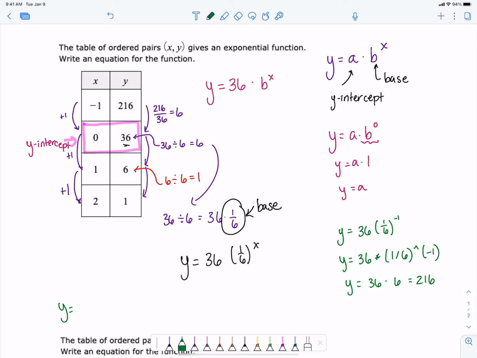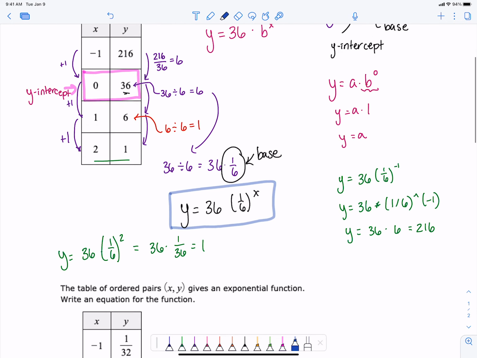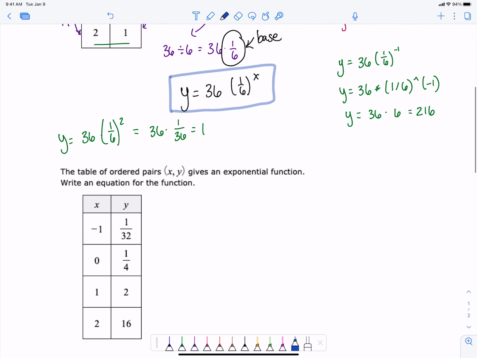You can also check by plugging in 2 for x. So we get 1/6 squared, and this is 36 times 1 over 36, which is 1. So we get an output of 1. You can always plug in the x and y values that are in the table to make sure that the equation you get is correct. Sorry that my work is kind of all over the place on this, I hope you can follow that. But let's take a look at another one, because we're looking for the same thing.